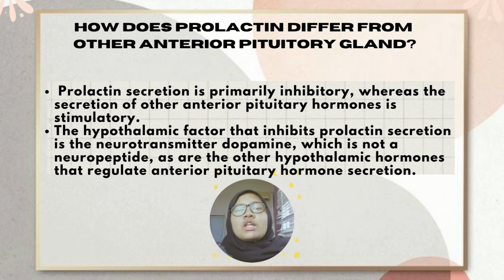Next, the hypothalamic factor that inhibits prolactin secretion is the neurotransmitter dopamine, which is not a neuropeptide, as are the other hypothalamic hormones that regulate anterior pituitary hormone secretion.